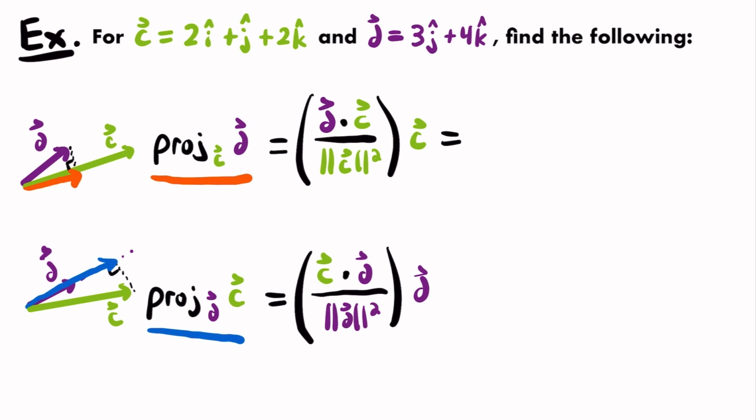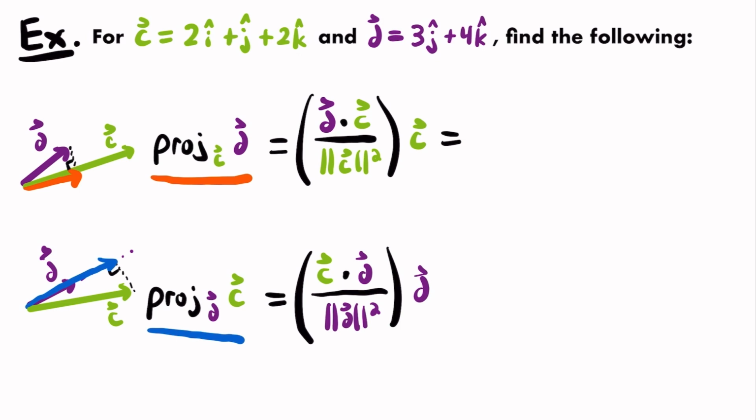Let's start with the projection of vector d onto vector c. We have the dot product of d and c, which is equal to the sum of the product of corresponding components. Now in this case, our two vectors are given to us in standard unit vector notation, so the components of our vectors are going to be the coefficients of our standard unit vectors i, j, and k. The coefficients of i are the x components, the coefficients of j are the y components, and the coefficients of k are the z components.